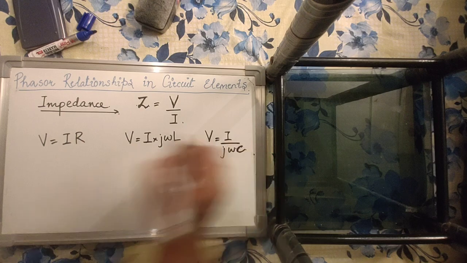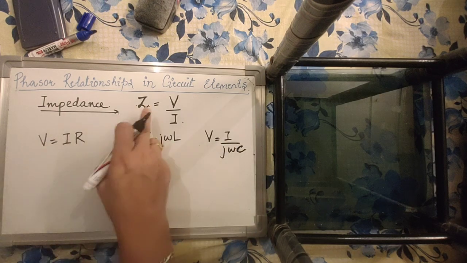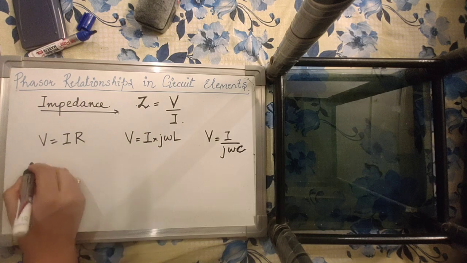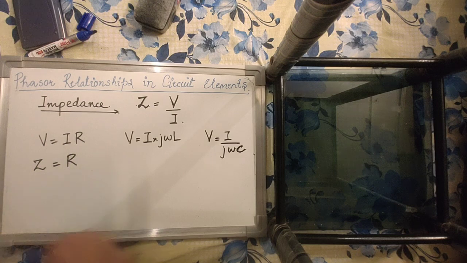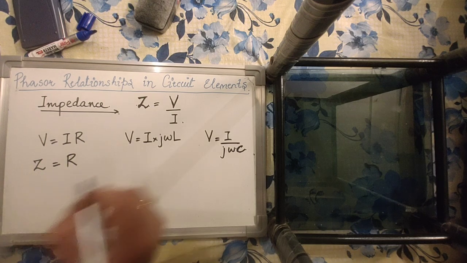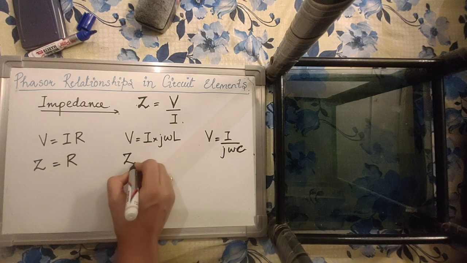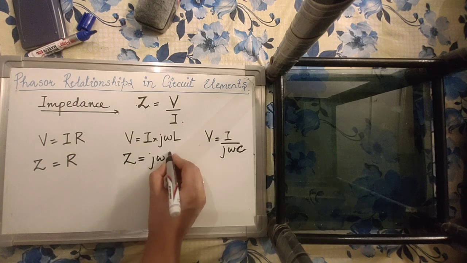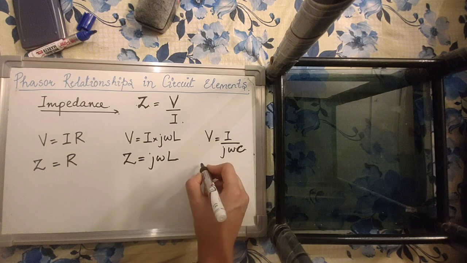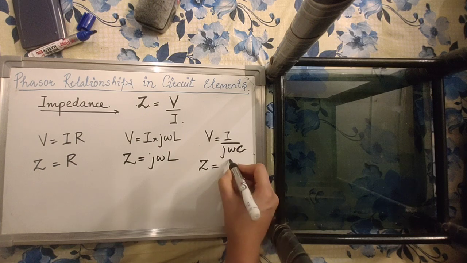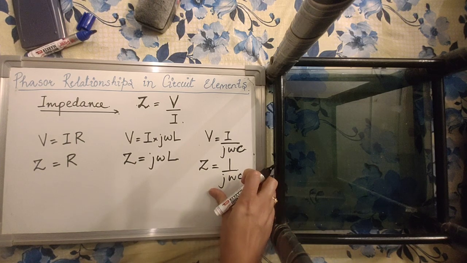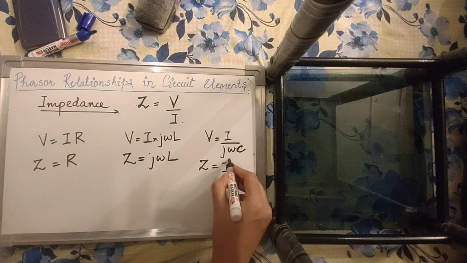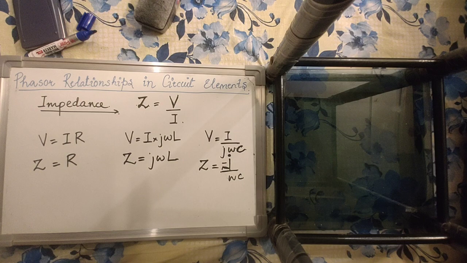Now, if we simply find Z, which is V upon I, in a resistor circuit, the impedance is going to be equal to the resistance. In case of an inductive circuit, the impedance is going to be j omega L. And in case of a capacitive circuit, the impedance is going to be 1 upon j omega C, or you can also write it as minus j upon omega C, right?